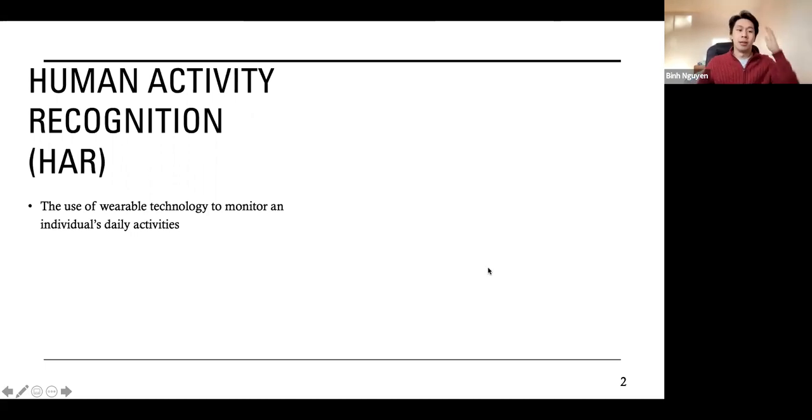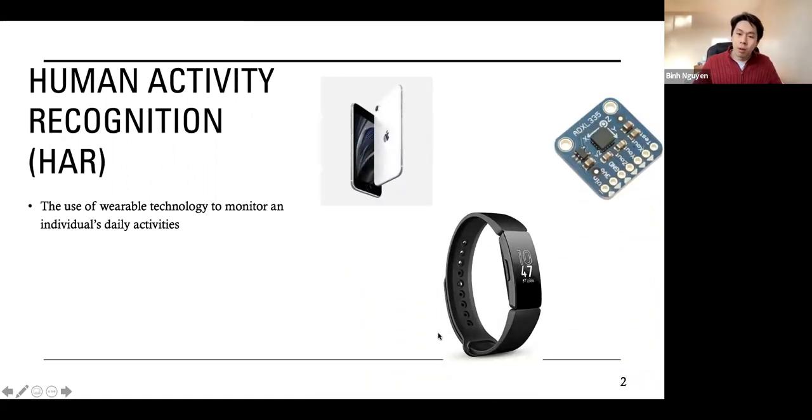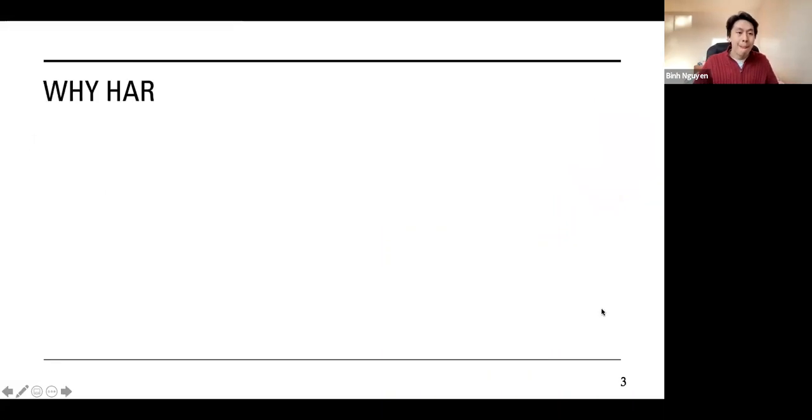Human activity recognition, also known as HAR, is the use of wearable technology, such as smartphones, Fitbits, and accelerometers, to monitor an individual's daily activities. These things collect activity data within an individual. Just imagine with an accelerometer, if you're walking, it goes up and down on the y-axis. Same thing within your cell phone. Your cell phone has an accelerometer. That's how Fitbits also determine if you're walking or sitting or standing.